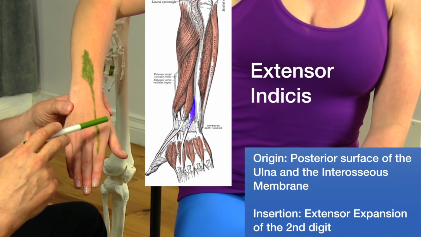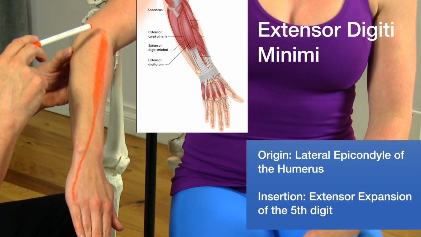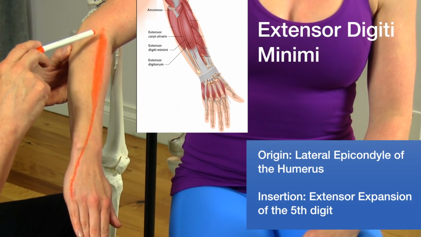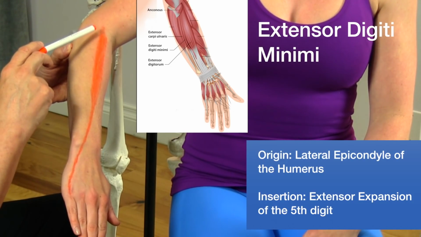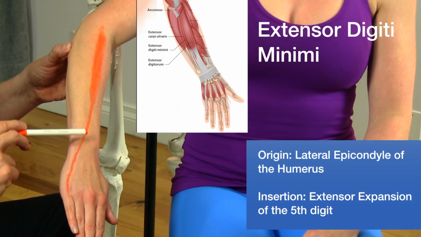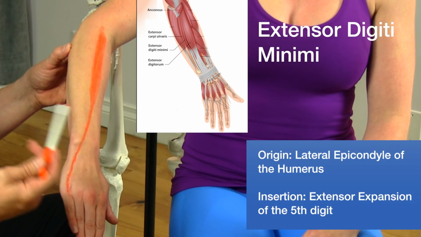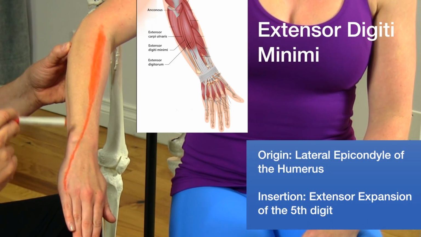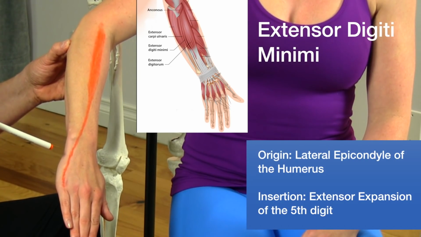index finger. The next muscle I would like to discuss is the extensor digiti minimi. This muscle originates from the common extensor origin and its tendon joins the extensor digitorum, leading right down all the way to the little finger. Now, the action of this muscle is that it reinforces the action of the extensor digitorum on the level of the little finger.